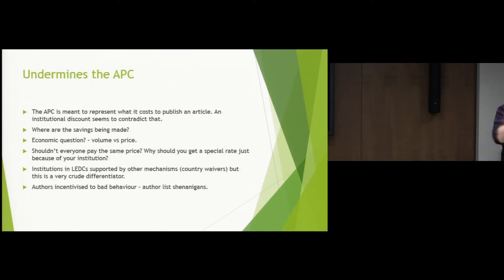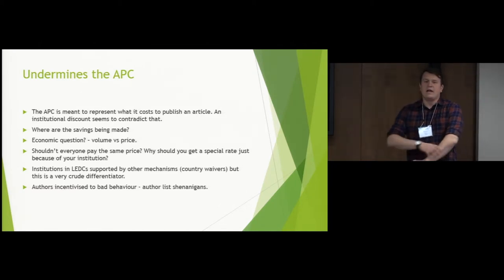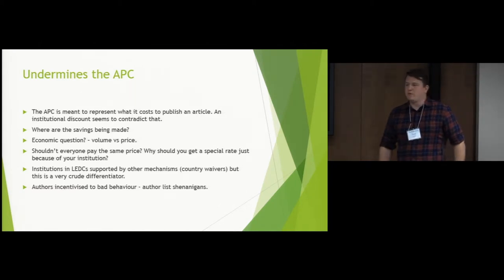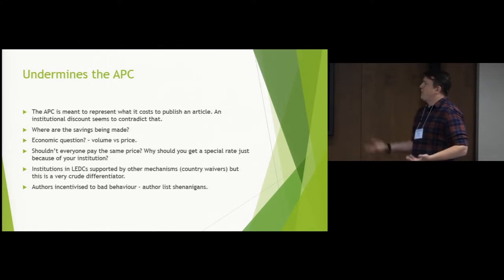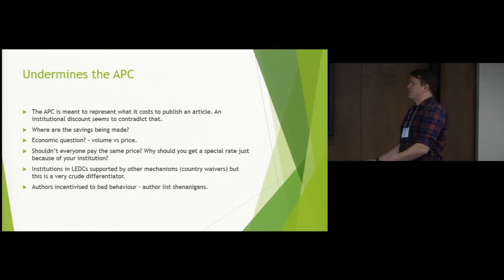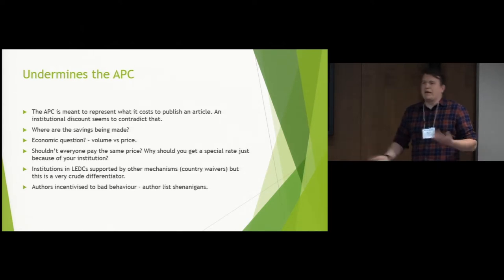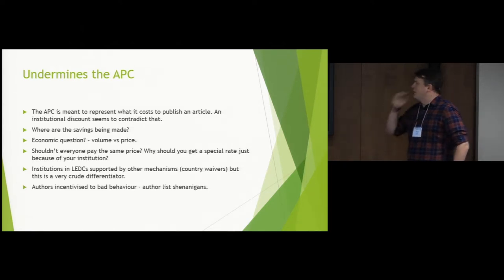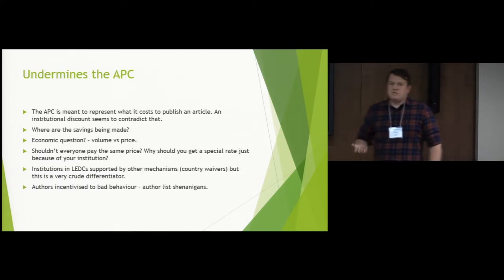And just quickly, the APC gets a lot of flak. It's criticized a lot. It has its problems. I'm not going to pretend it's the perfect model. But in a lot of ways, it represents the people who are publishing the most research paying the money for that research to be published. And, okay, we can get into the long grass about that. But essentially what the APC is supposed to be is how much it costs to publish an article, right?